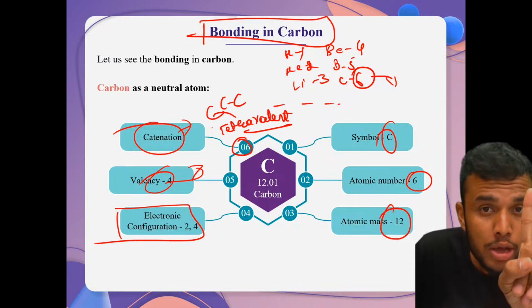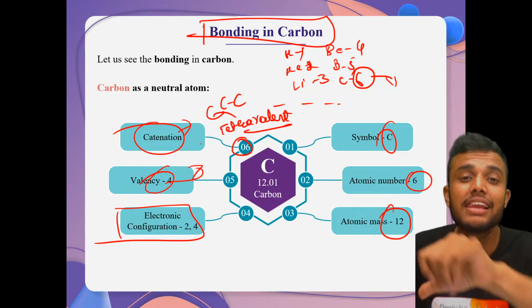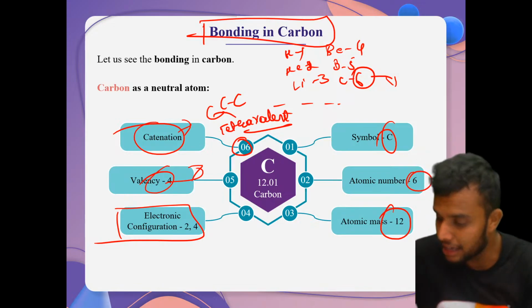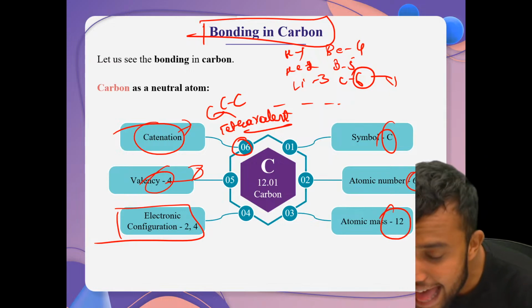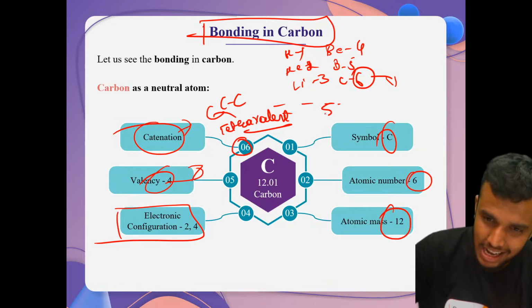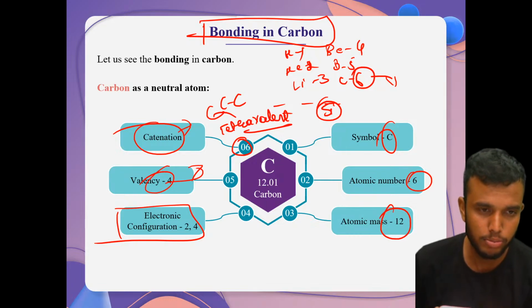Except carbon, only one element shows the catenation property. If you know the answer, let us know in the comment section now. The exact answer is silicon. Silicon also shows the catenation property, but not like carbon. It has a weak bond between silicon atoms.